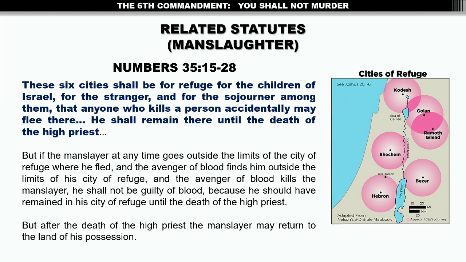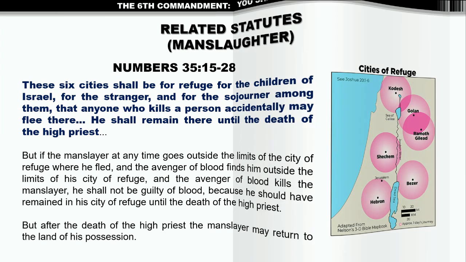Now, Numbers 35 notes that 6 cities were set aside as cities of refuge. If you accidentally killed someone, you had to go to one of these cities of refuge. Now, if you ventured away from that city before the death of the high priest, the avenger of blood, who was someone appointed by the victim's family, could lawfully kill you if they desired vengeance over the accidental death.